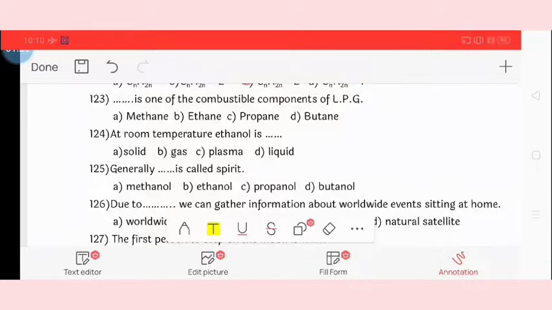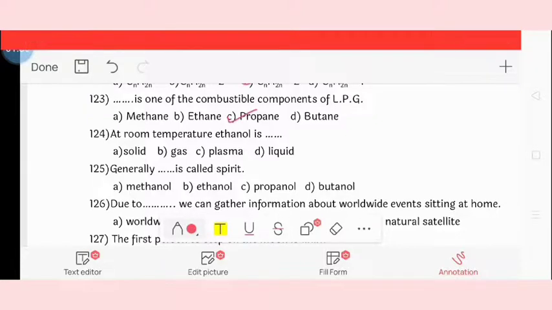Dash is one of the combustible components of LPG. So we know that propane is one of the combustible components of LPG. So the correct option is option C, that is propane. At room temperature, ethanol is in a liquid state. At room temperature, ethanol is liquid.